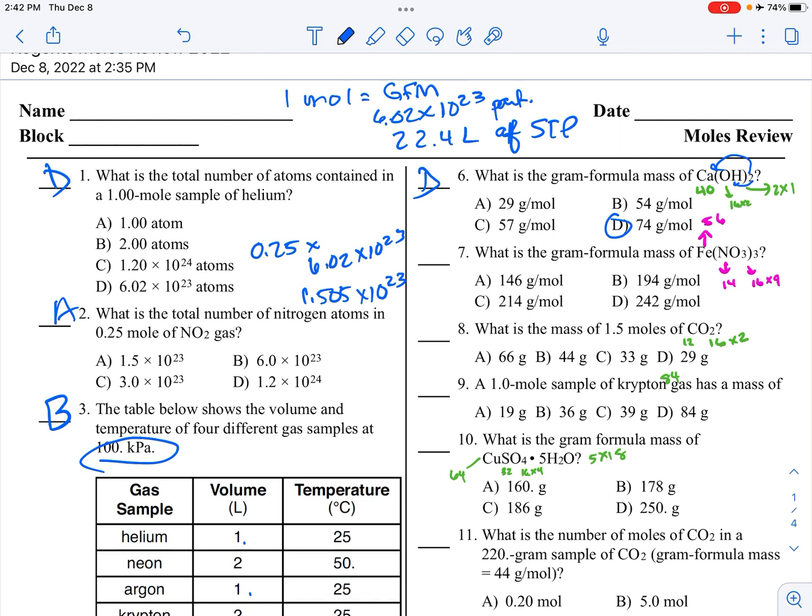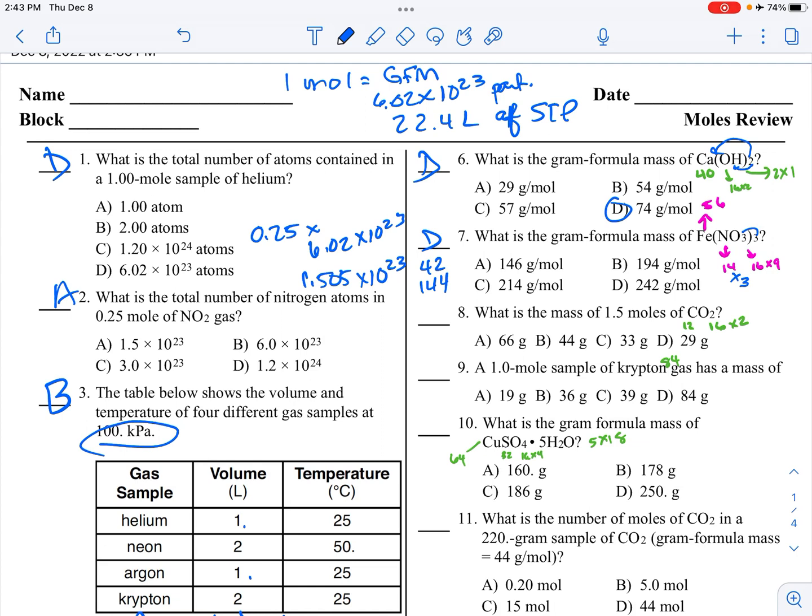What is the formula mass of this thing? So I've already written in the mass of iron is 56. Nitrogen is 14. However, there are 3 of them. Oxygen is 16, and there's going to be 9 of them. So 14 times 3 is 42. And then 16 times 9 is 144, and then a 56. So let me add those up, and I get 242 grams per mole.